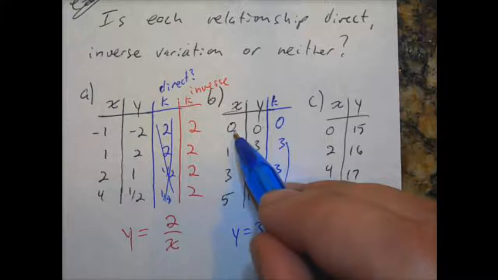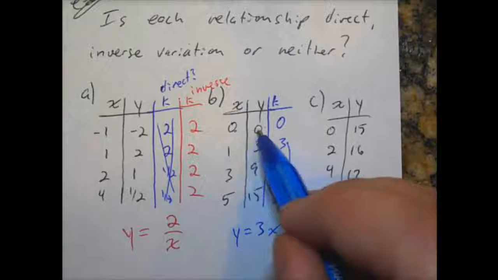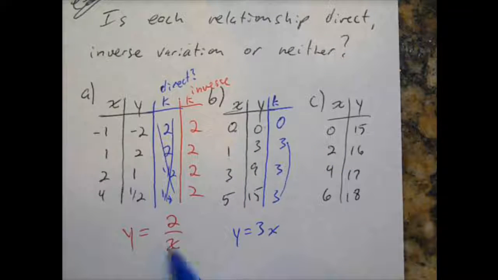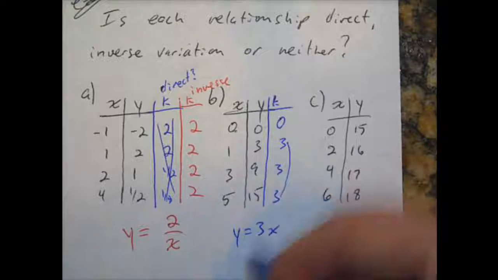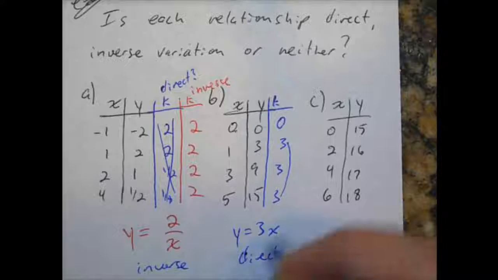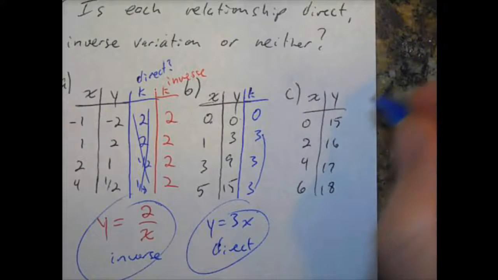So be careful. Sometimes 0 kind of throws things off, but for sure, if you have 0 here, you know it could be some sort of variation. It will not work for inverse variation because any number divided by 0 is just undefined. So this one is direct. This one was inverse. And those are our equations if it asked us. All right, this last one here.